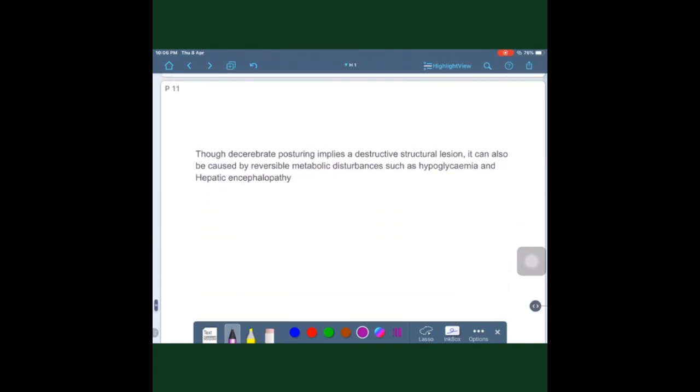Actually, decerebrate posturing, we know, implies a destructive structural lesion, but it can also occur in reversible metabolic disturbances such as hypoglycemia and hepatic encephalopathy.